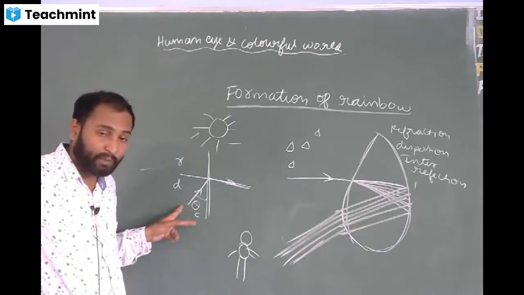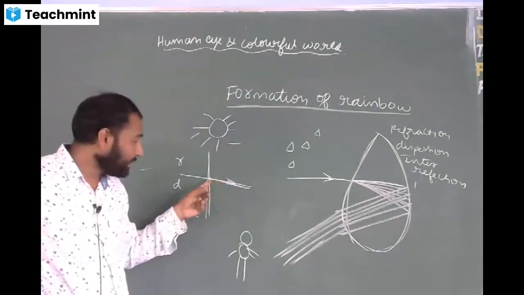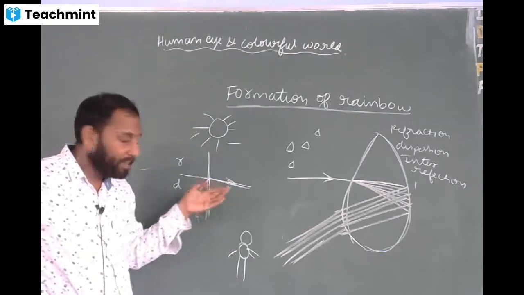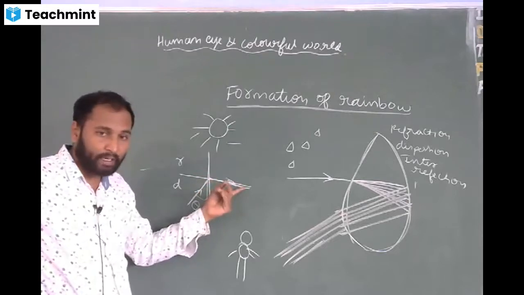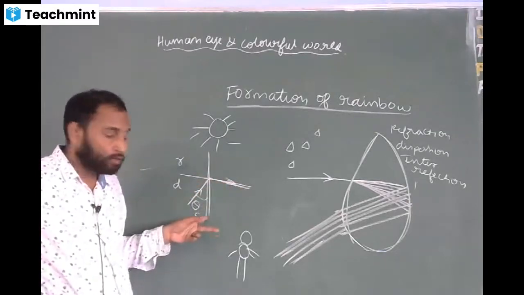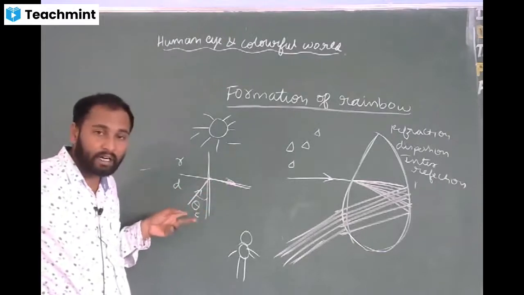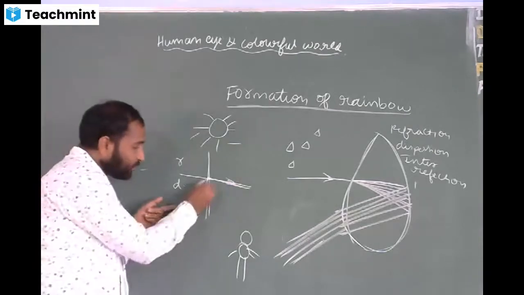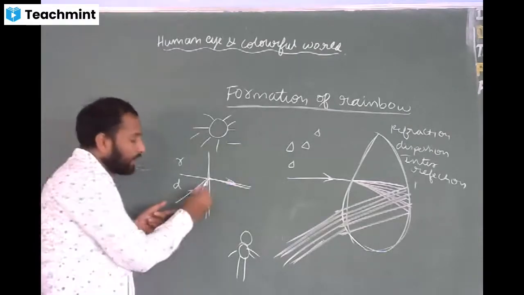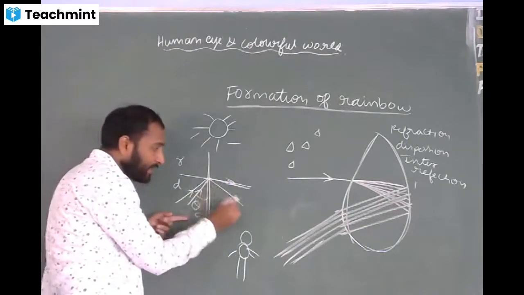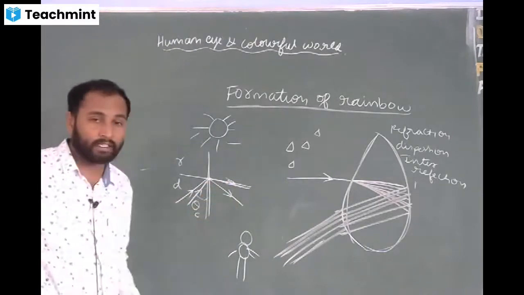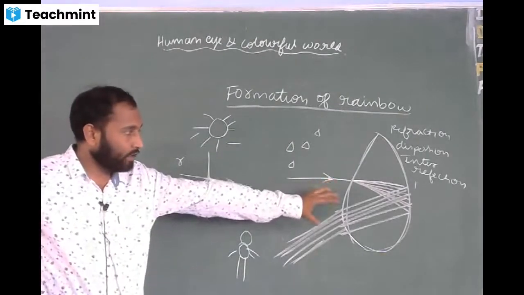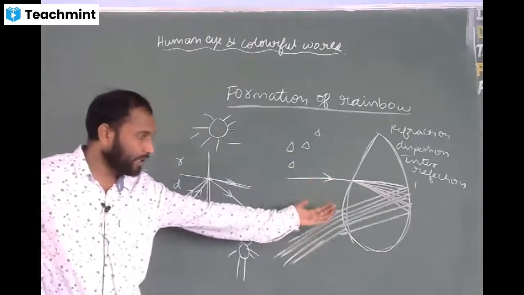When a ray of light enters from denser medium to rarer medium, the light ray bends. The refracted ray is perpendicular to the normal. So this angle of incidence we call the critical angle. If the angle of incidence is more than the critical angle, the light ray, instead of refracting, will reflect back. This is what we call total internal reflection. Here, due to internal reflection, the light rays will reflect back.